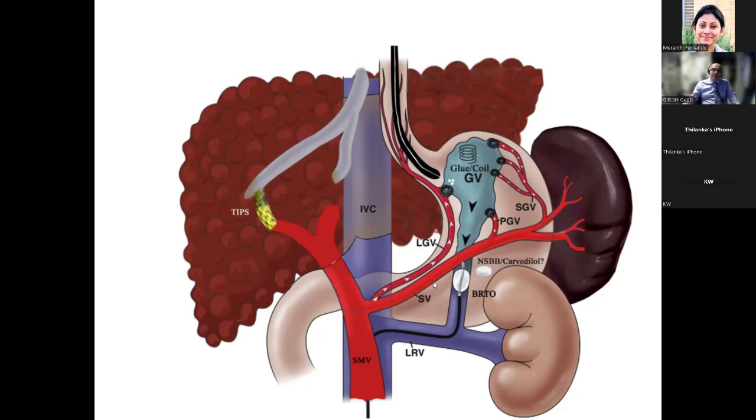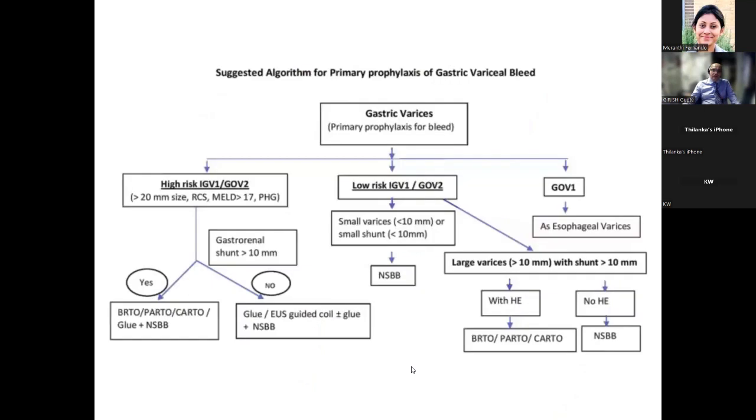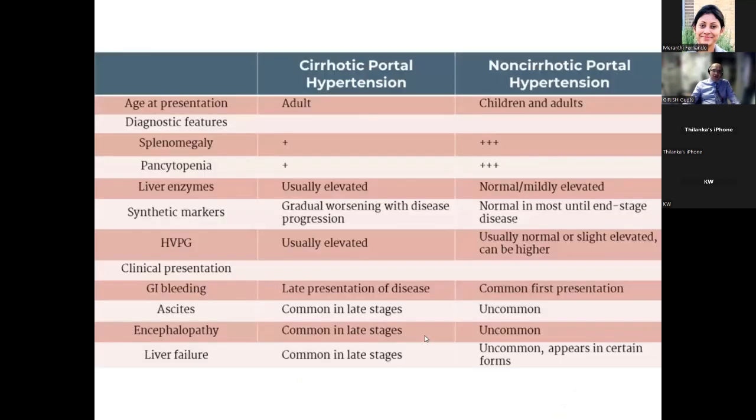So there are various techniques now available to control gastric varices, and we can also grade them and assess the severity of them. A majority of them, which are low risk, can still be managed by just non-selective beta blockers. There are now different techniques of BRTO, with either a partial occlusion or a coil occlusion. So I think there are various techniques which are now available to manage them.